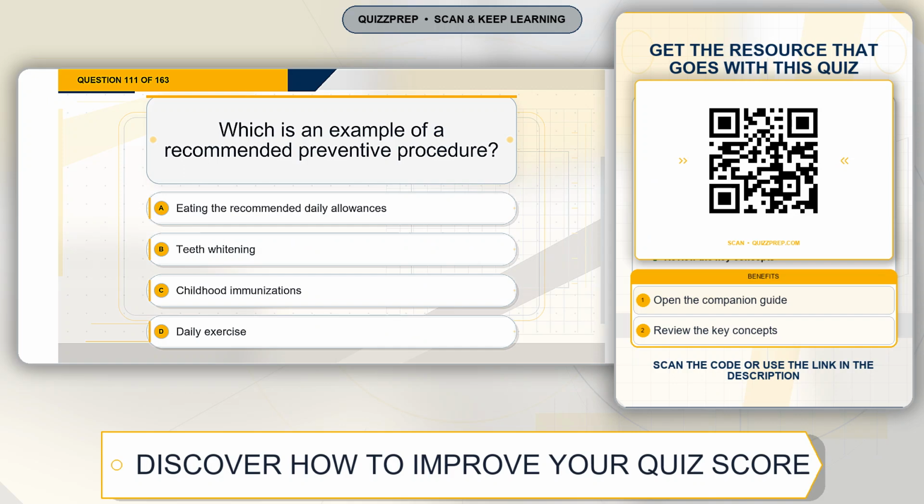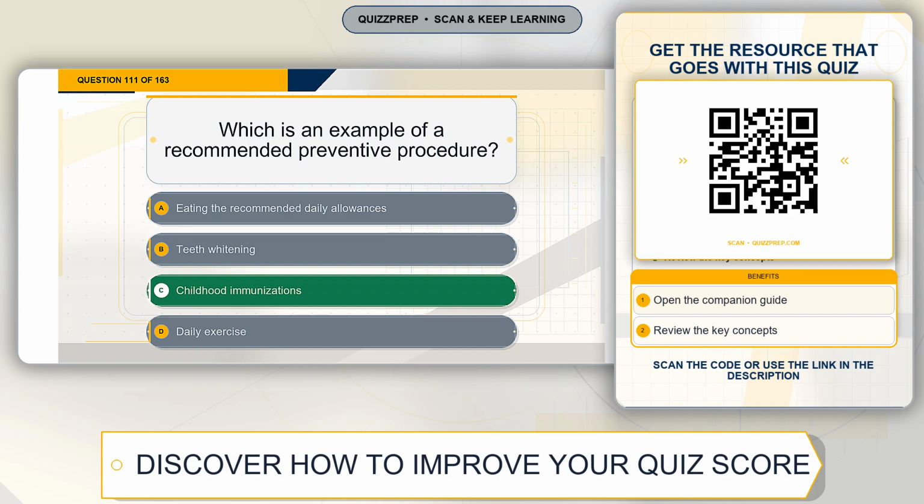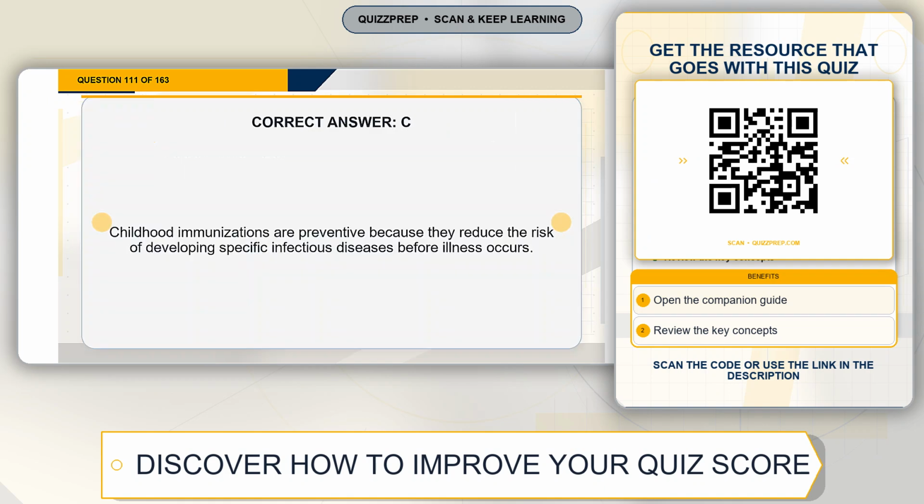Question 111. Which is an example of a recommended preventive procedure? Option A, eating the recommended daily allowances. Option B, teeth whitening. Option C, childhood immunizations. Option D, daily exercise. The correct answer is option C, childhood immunizations. Explanation. Childhood immunizations are preventive because they reduce the risk of developing specific infectious diseases before illness occurs.